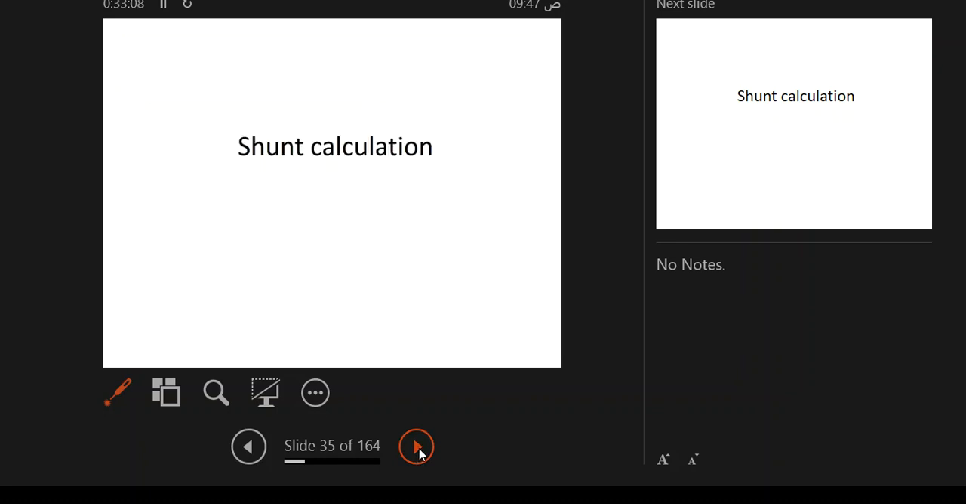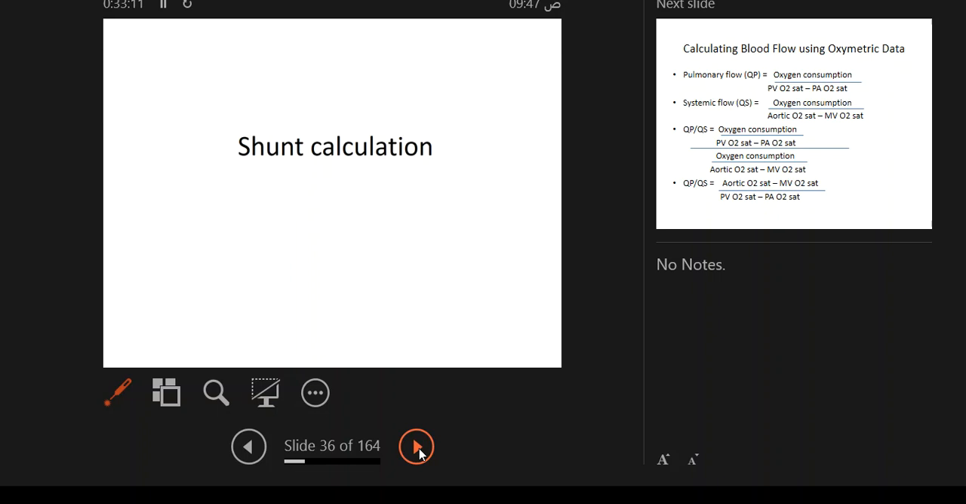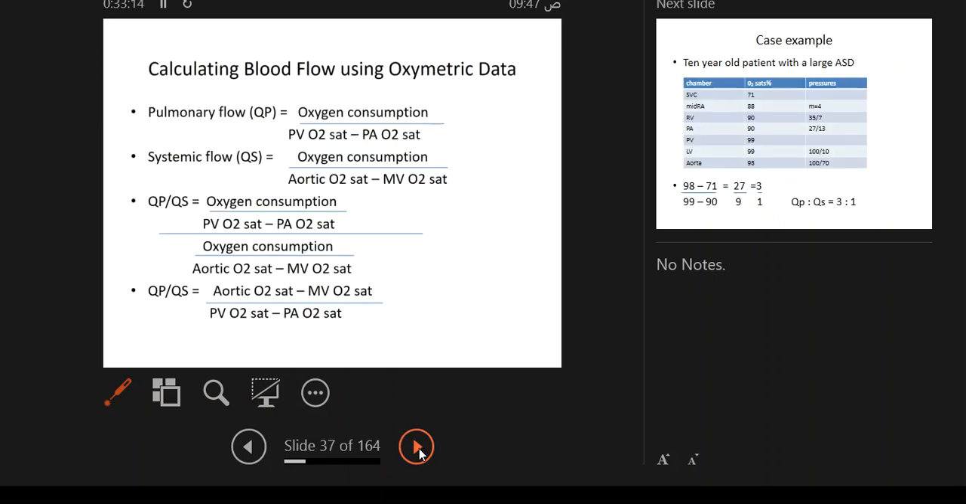Okay, how do we calculate shunts? We use the Fick principle. Do you remember the Fick principle? It is, for example, a certain amount of dye is injected into a peripheral vein. For example, you want to see how quickly it reaches the pulmonary artery. This is done by a machine. So this is what we call the thermodilution method, the dye dilution method of measuring the cardiac output.